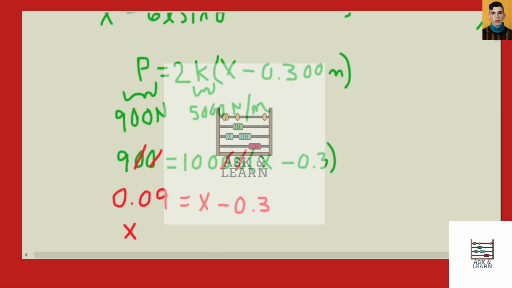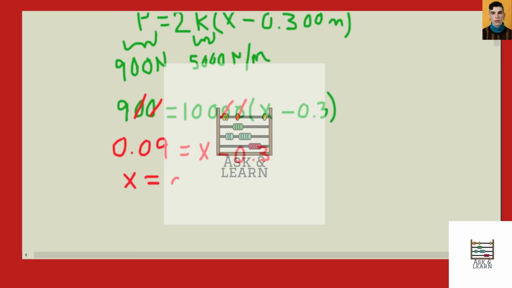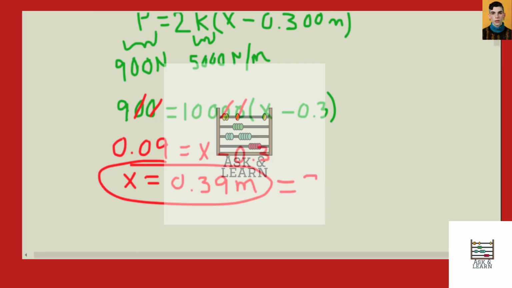So X is going to be 0.3 plus 0.09, 0.39 meters. Which is, of course, the same as 390 millimeters.